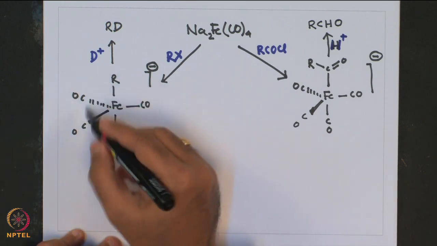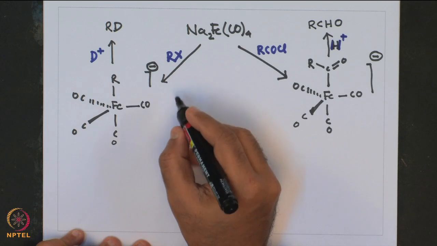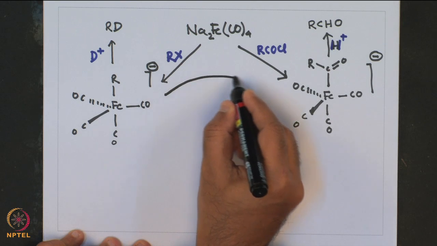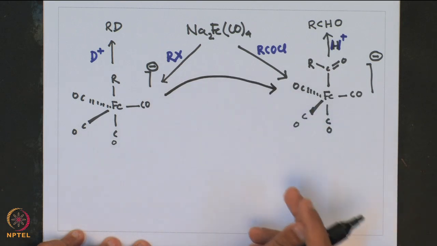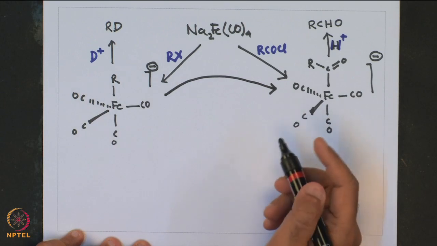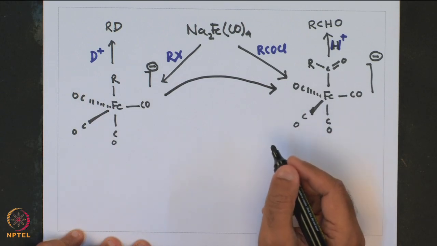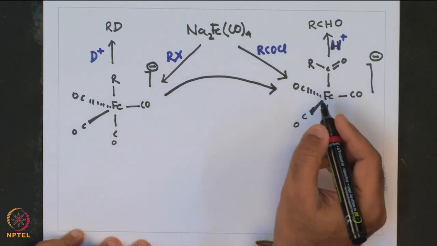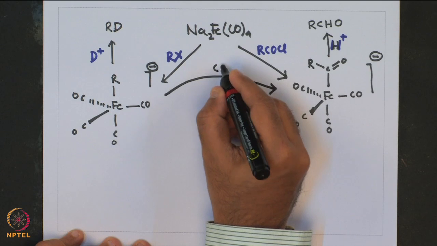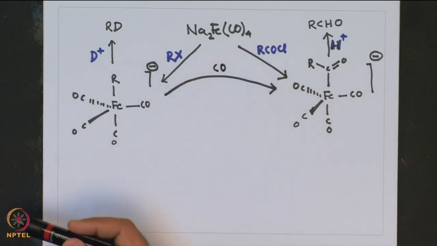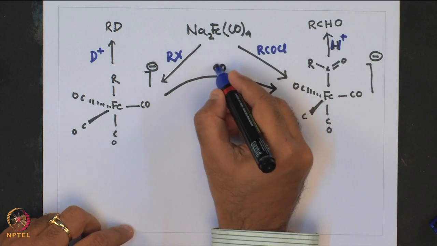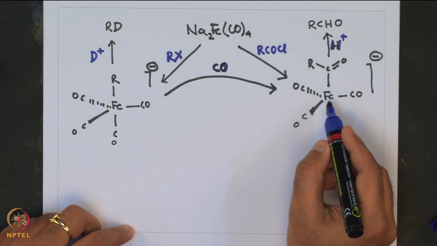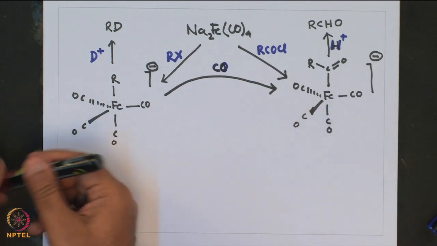Now, if this iron alkyl metallate is treated with carbon monoxide, then migratory insertion of CO happens in the metal alkyl group, which is a very common property of transition metal alkyl complexes, giving this transition metal acyl metallate. So, this is a direct conversion of iron alkyl to iron acyl complex.